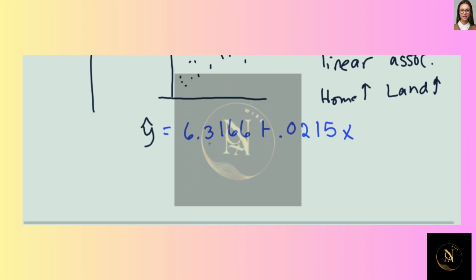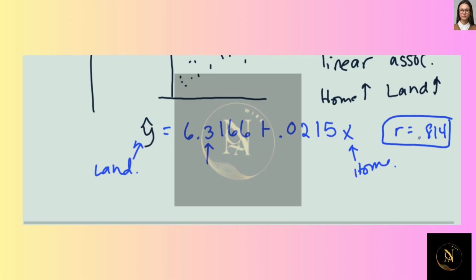And remember that we input here the home value in thousands, and it outputs the landscape value. And by the way, the correlation coefficient is 0.814. So it's a fairly strong positive association between those values. And the R squared value comes out to be 0.66. And so about 66% of the variation in landscape costs is explained by this linear relationship. So there are other factors that are there.